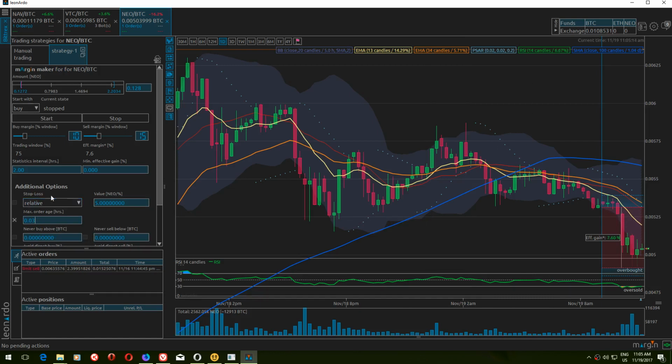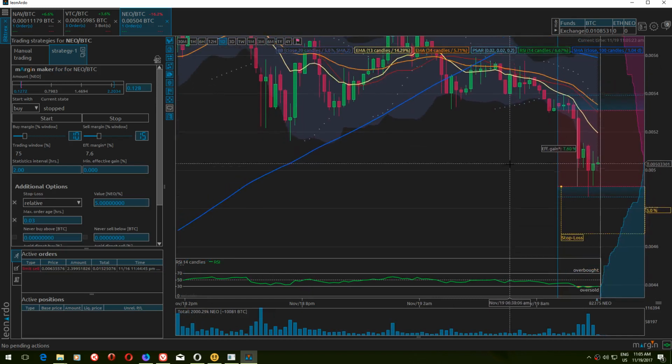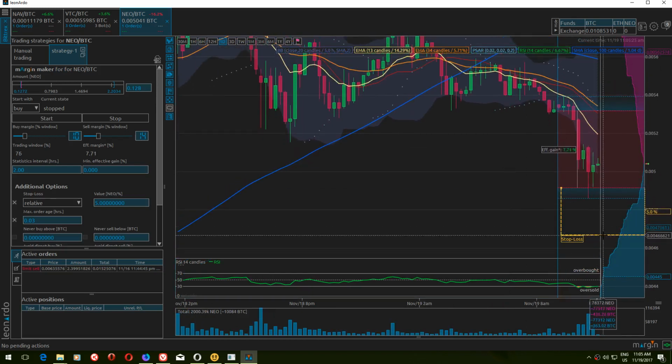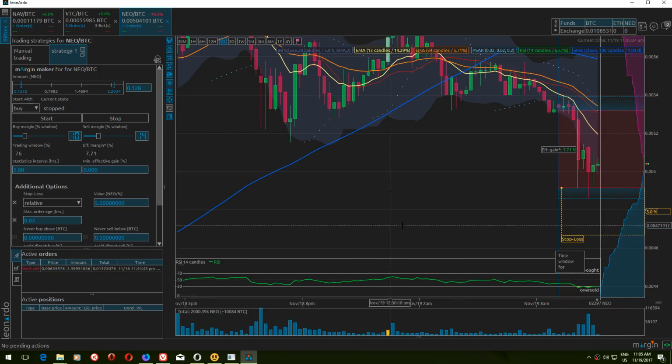I could use a stop loss, which is exactly what it means. So if you use a stop loss, and it shows you on the map on the screen, the price would have to drop all the way to this value for it to sell automatically and stop the bot. So it's just a safeguard. This option unfortunately does not sell and then start again and create a new buy. For that you have to use the minimum effective gain by using a negative value.